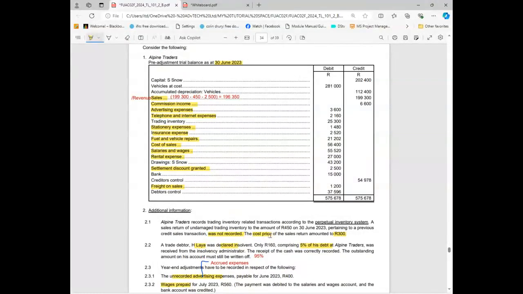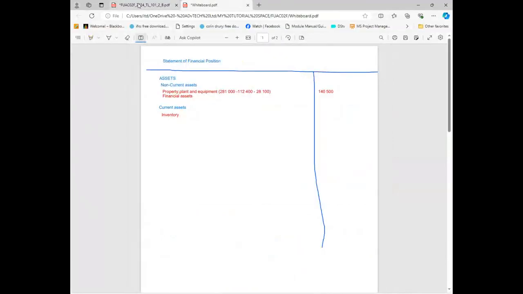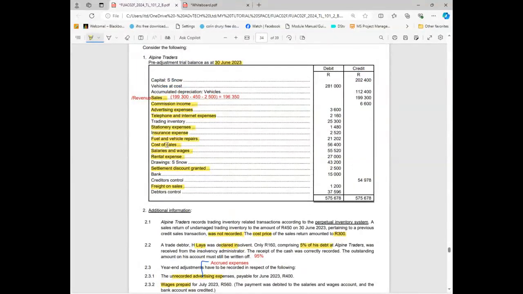Let's see who returned it. Are we returning it or someone is returning to us? I think the customers are returning back to us. So our inventory is going to increase, because we're getting the inventory back. It's like adding it back.